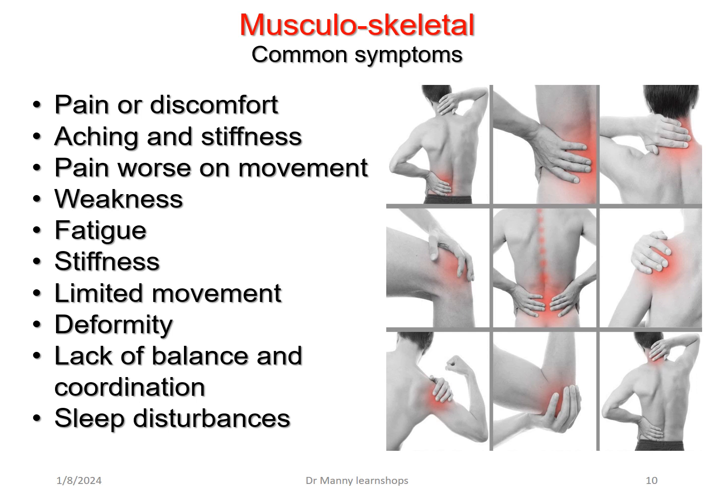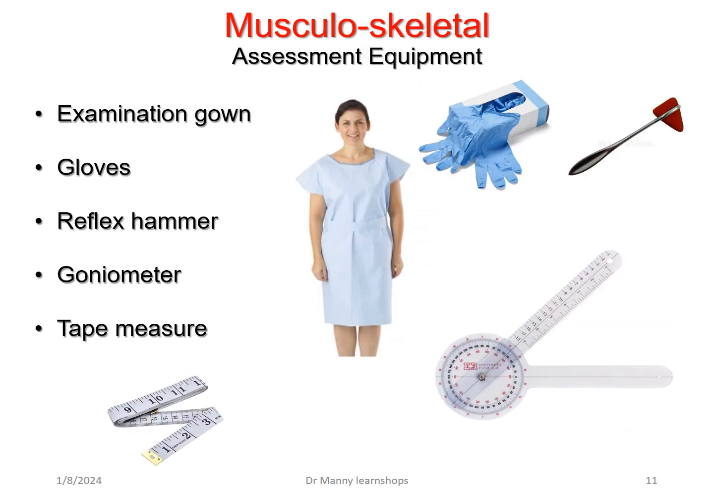Some of the common signs and symptoms that relate to the musculoskeletal system are pain or discomfort, aching and stiffness, pain worse on movement, weakness, fatigue, stiffness, limited range of movement or motion, deformities, lack of balance or coordination, difficulty sleeping. Some of the equipment that's required when doing a musculoskeletal assessment could be gloves, a reflex hammer, a goniometer to assess range of motion, a tape measure to determine equalisation of limbs.